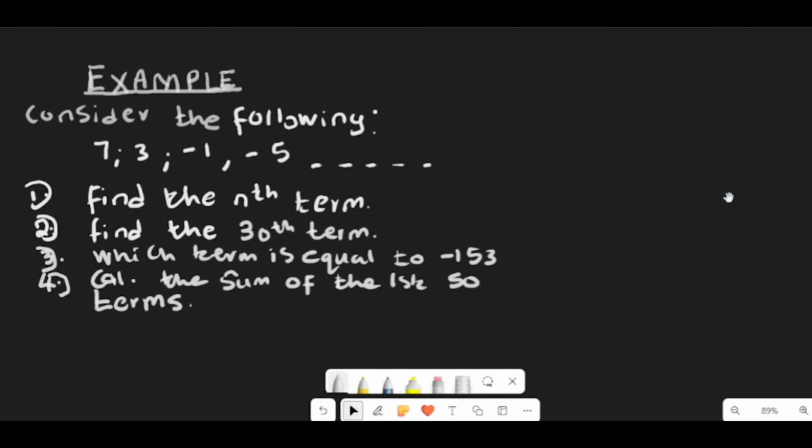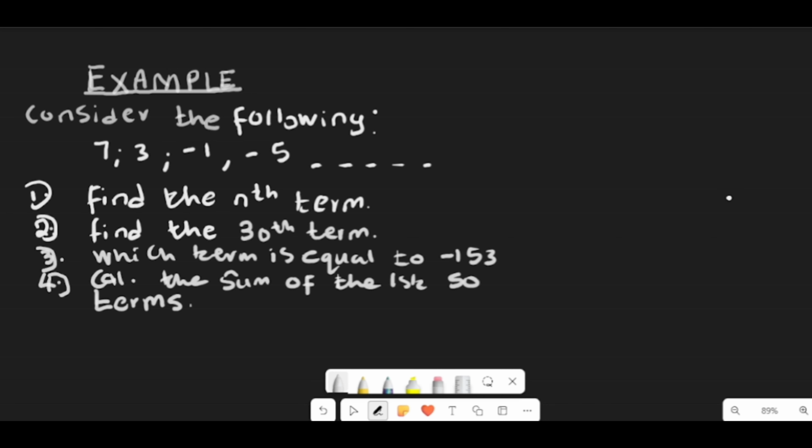The example says, consider the following sequence: 7, 3, minus 1 and minus 5. The first question says, find the nth term. The second one, find the 30th term. The third one, which term is equal to minus 135. And finally, we need to calculate the sum of the first 50 terms.